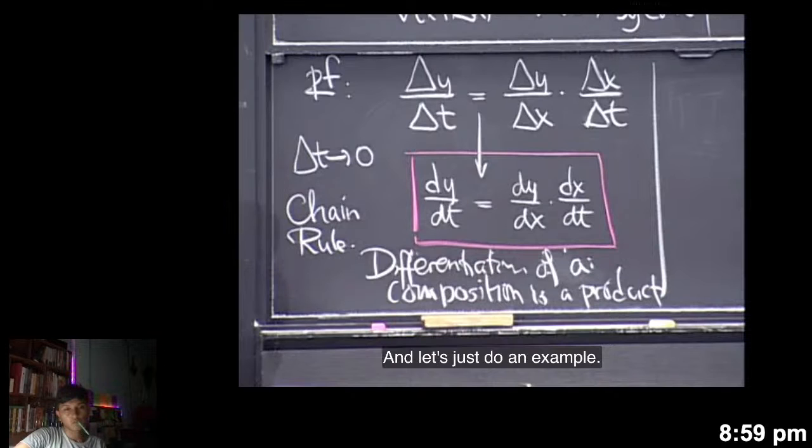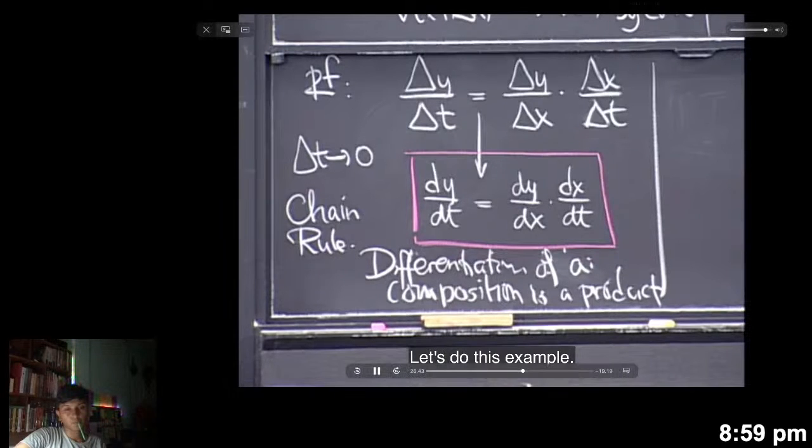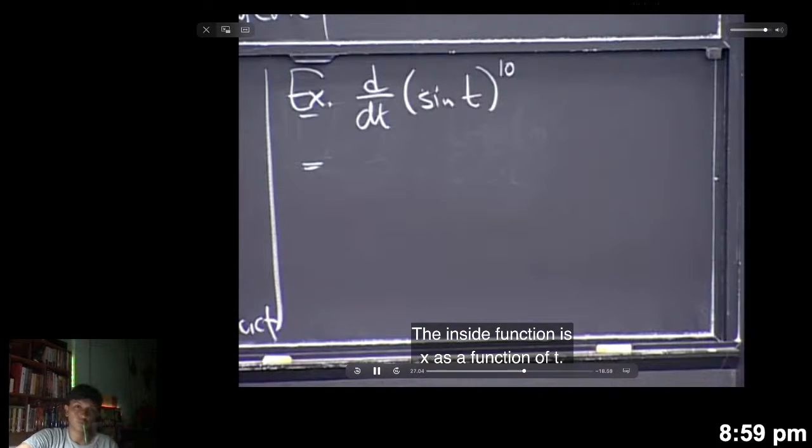And let's just do an example. Let's see how that comes out. The inside function is x as a function of t. Well, let's differentiate the outside function. Take dy/dx. Differentiate it with respect to that variable x.